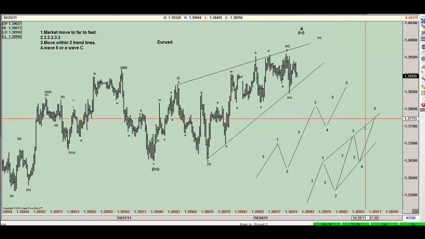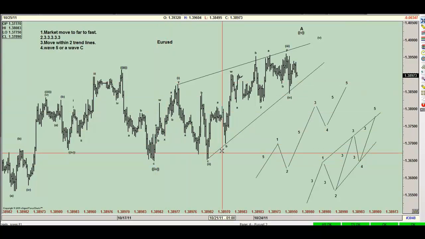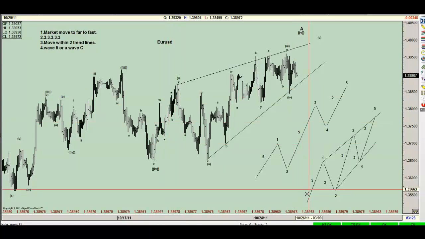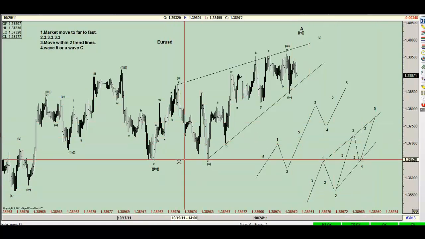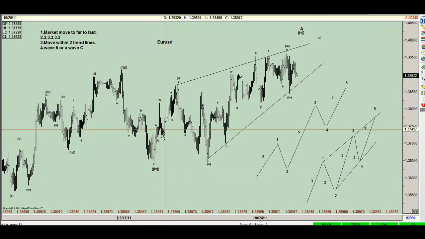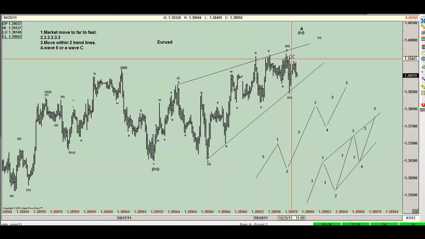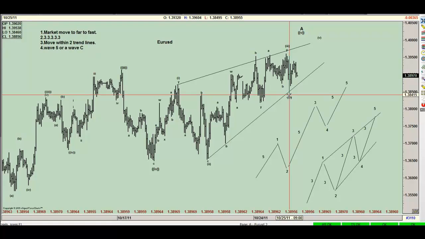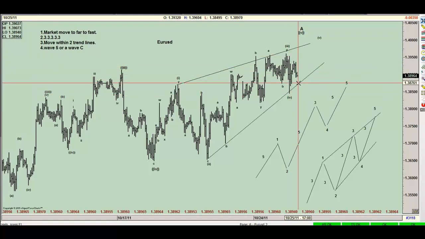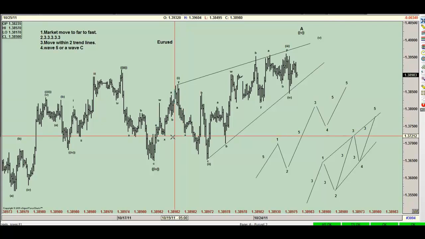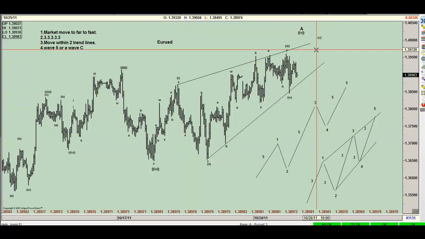Also, the ending diagonal has a characteristic within, where each wave, like we said right here, is a subdivision of 3 waves, like we see here. A, B, C, that's 1; A, B, C, that's 2; A, B, C, that's 3; A, B, C, that's 4; and it looks like we got A, B, and we're going to see a C wave ending around 139.7. This is the euro in a proposed ending diagonal on current price.